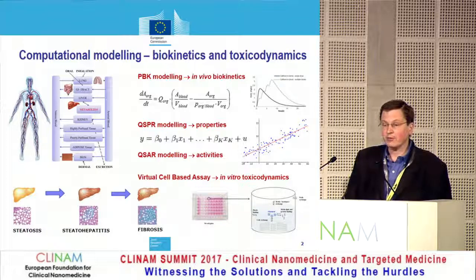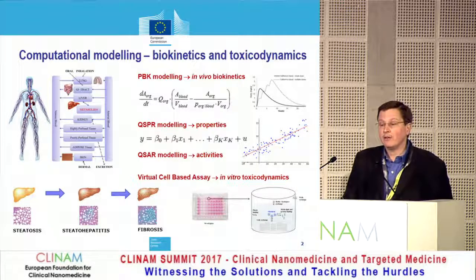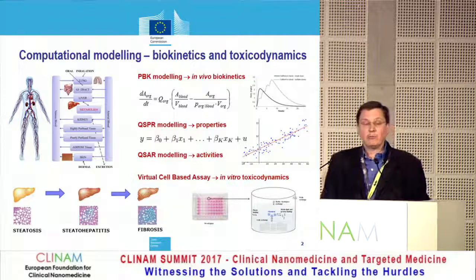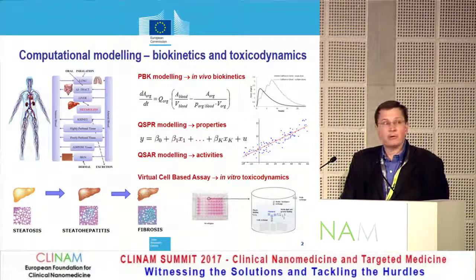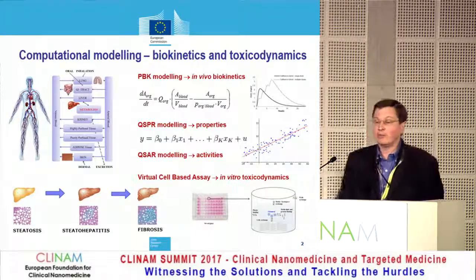So of course, if we're interested in modeling the biokinetics in vivo, then we can use physiologically based kinetic modeling. If we're interested in modeling the fate of chemicals within an in vitro test system, there are also mathematical models for this purpose. And these are, of course, biologically based mathematical models, but there are also structure-based mathematical models, and in particular, quantitative structure-property relationships, which are mathematical relationships that allow you to predict physicochemical properties, and quantitative structure-activity relationships, which are models that allow you to predict biological activities such as chemical toxicity.